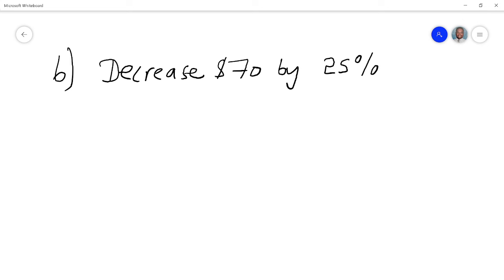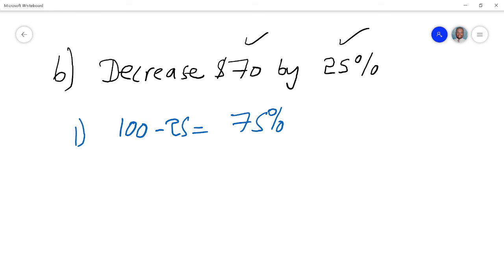All right, so decrease $70 by 25%. You know very well, because you've got the word decrease, that $70 is going to reduce in value. So let's look at step one. Because you're decreasing it, that 25%, you need to subtract from 100. In the previous one, when it increased, you added 100. So in this one here, you're going to subtract 100 minus 25, and that's going to be 75%, because it's a decrease. And that 75% becomes 75 over 100 times 70.